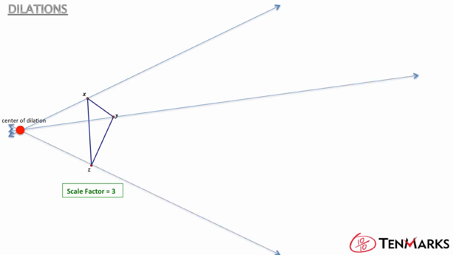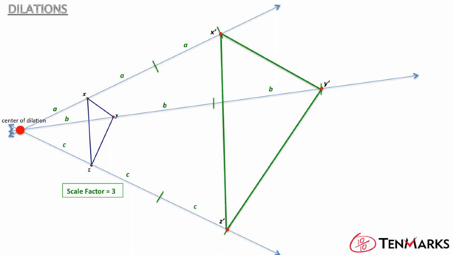Now you want to measure the distance from the center of dilation to point X. Call this distance A. To find X prime, you need to travel 3 times that distance from the center of dilation. So travel 3 A's and place your point X prime. To figure out where to place Y prime, measure the distance from the center of dilation to Y and call it B. Then travel 3 times that distance and draw Y prime. 3 times the distance from the center of dilation will show you where to place Z prime. Now you can draw your new figure, which is 3 times the size as the original one.